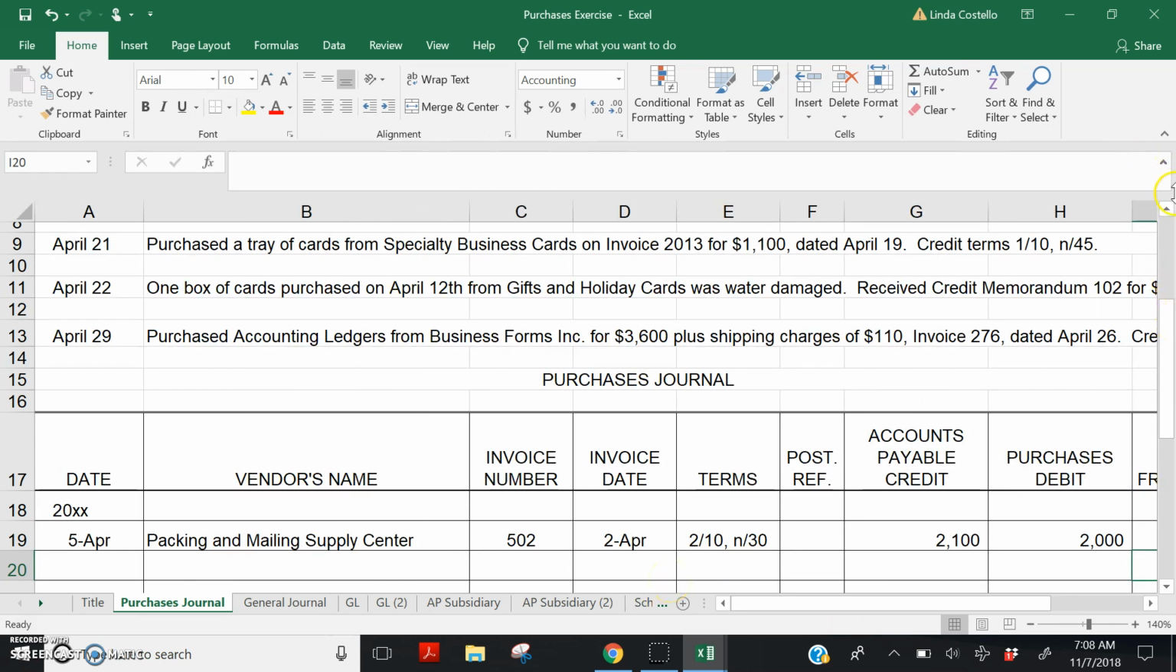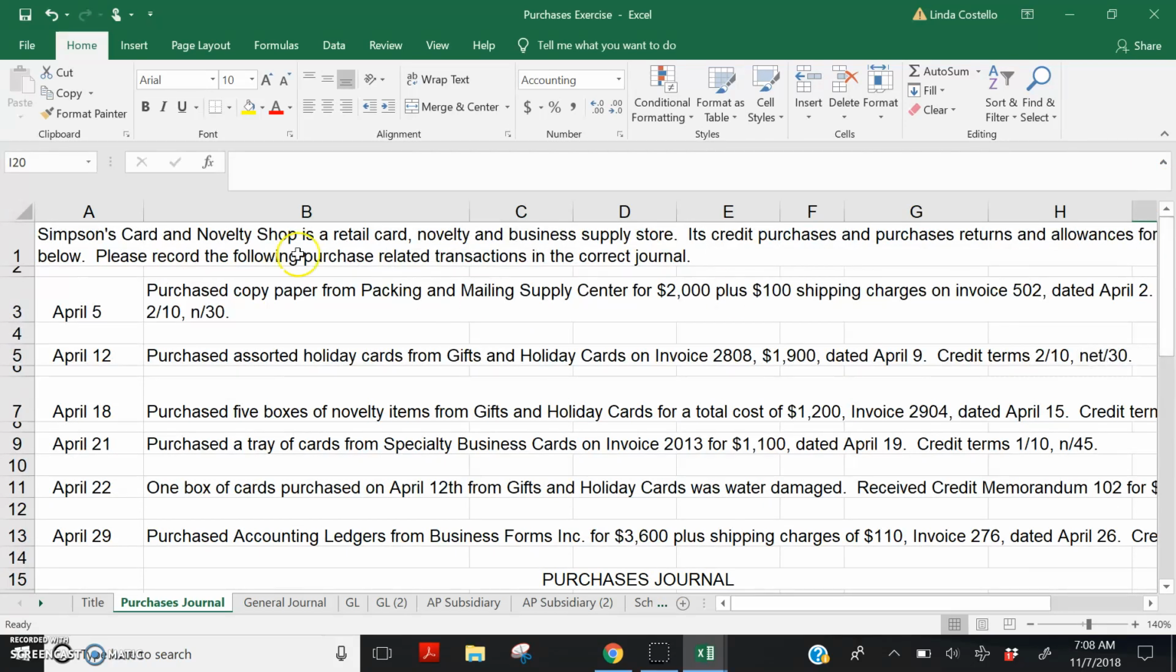Let's look at the next transaction. On April 12th, we purchased assorted holiday cards from Gifts and Holiday Cards for $1,900 on their invoice number 2808, dated April 9th. Credit terms were $210 net 30. Let's get that one recorded.